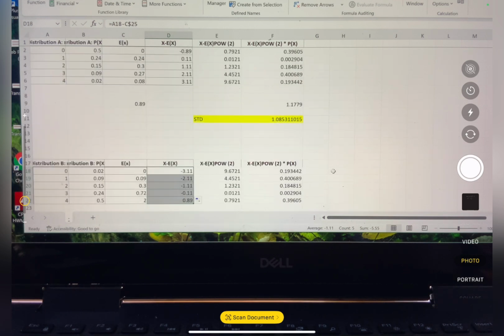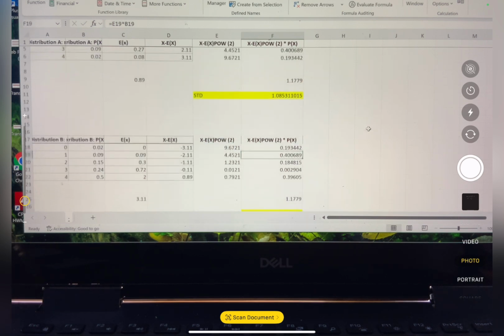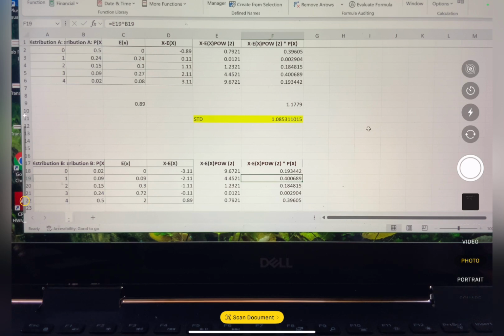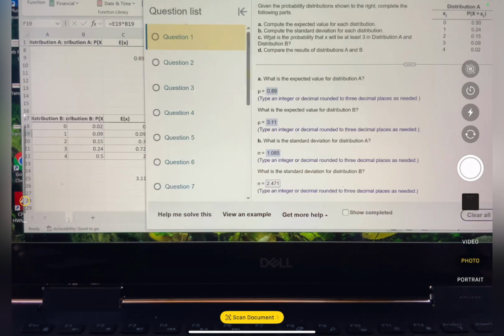And how magically we got the same 1.08. Let me check this one. Square it. Squaring this. Okay, this is correct. And here I'm multiplying by the probability. This is correct. And well, we get the same again. Let me see. Okay, let's try 1.085.